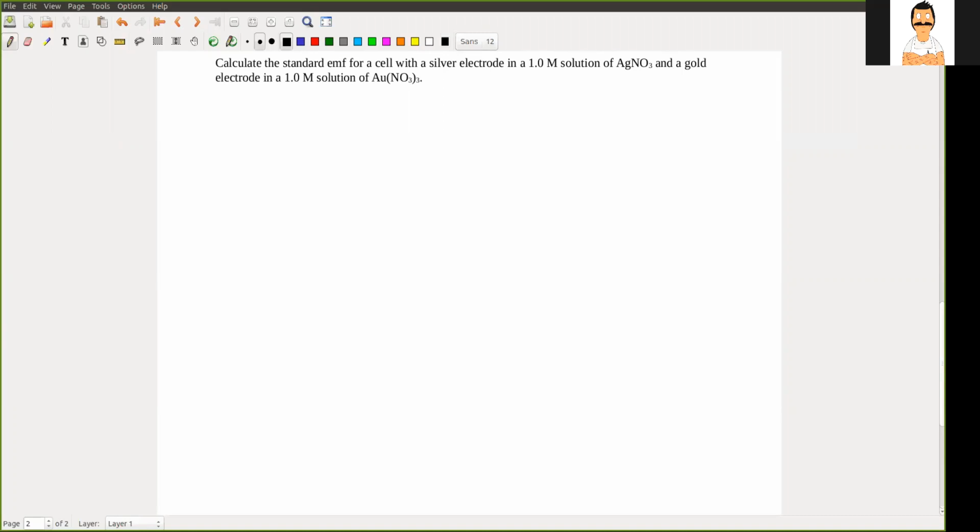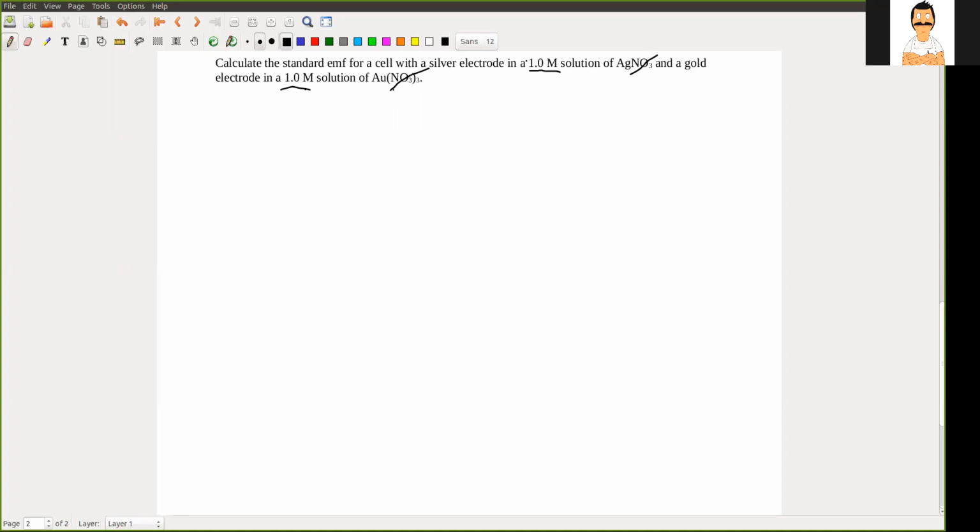In this cell, we have a silver electrode and a gold electrode and solutions of silver and gold. So we're not really worried about our nitrates. We're only worried about the ions that are associated with the electrode. The nitrates are what are called spectator ions. And we have it at 1 molar, which is a standard state. This is to make the problem as straightforward as possible.